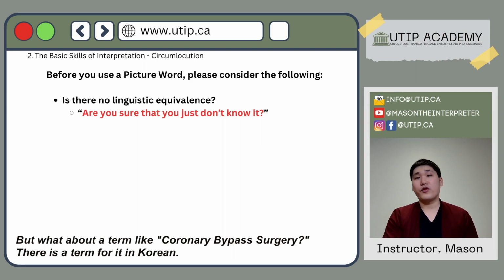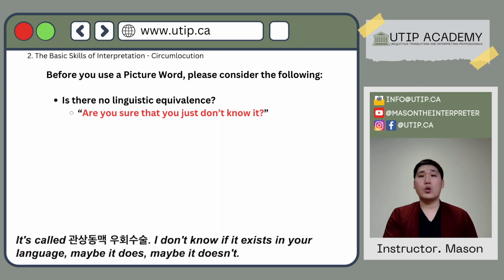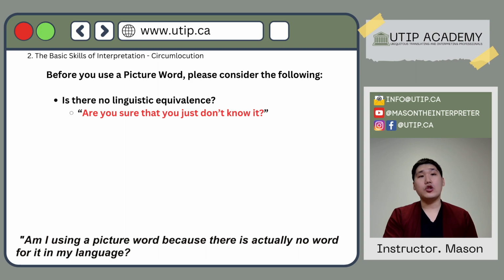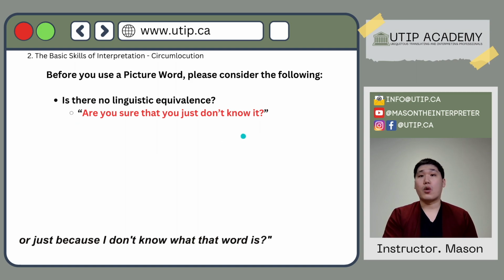There is a term for it in Korean. It's called 관상동맥우회 수술. I don't know if it exists in your language, but maybe it does, maybe it doesn't. But whenever you are using a picture word, I want you to always double check. Am I using a picture word because there is actually no word for it in my language, or just because I don't know what it is? I just don't know what the word is.